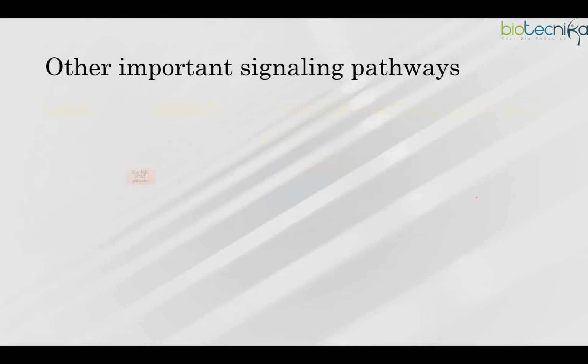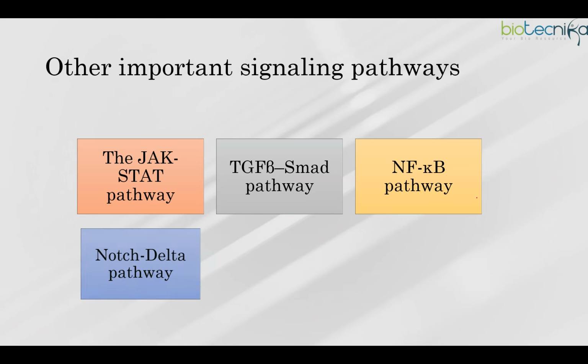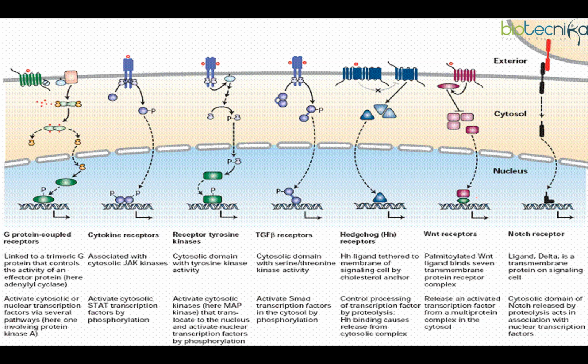Some other important signaling pathways you should be aware of are the JAK-STAT pathway, TGF-beta SMAD pathway, and NF-kappa B pathway, and from a developmental biology point of view, the Notch-Delta signaling pathway, WNT signaling pathway, and Sonic hedgehog pathway. You should be aware of their functioning, the process involved, the elements and components, and also what the physiological response is.